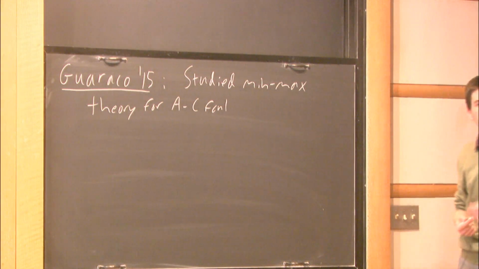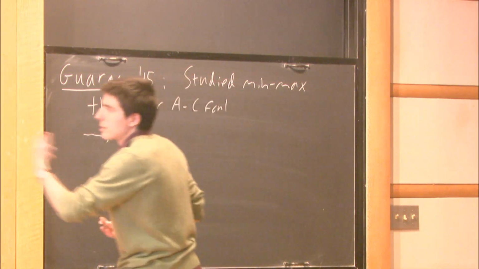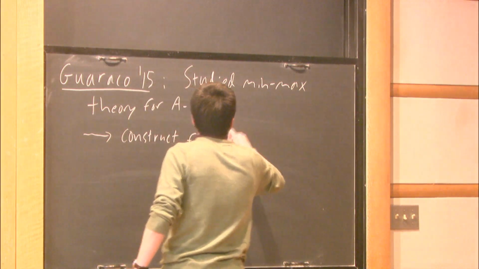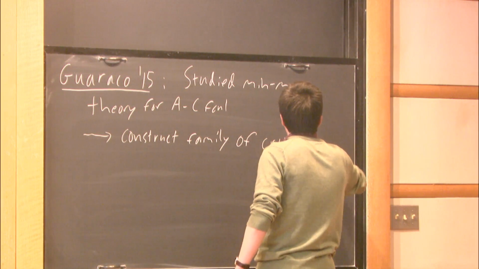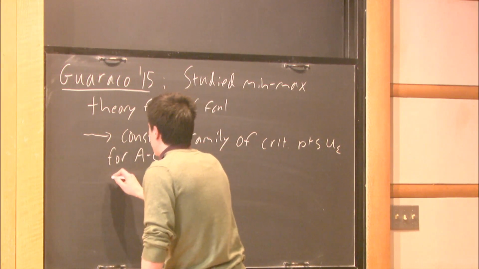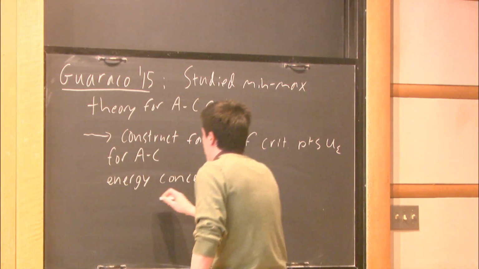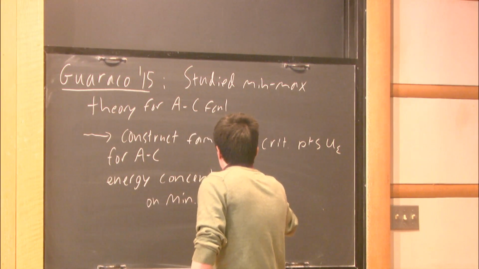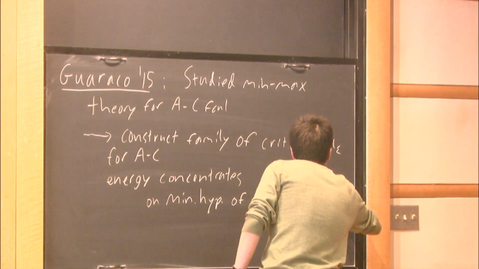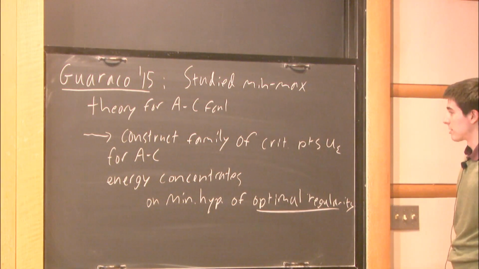And building on work of Hutchinson and Tonegawa and Wickramasekara, he was able to show that, in fact, using critical points of these functionals, you can construct in a natural way a family of non-trivial critical points for the Allen-Cahn equation, OK, whose energy concentrates on the minimal hypersurface of optimal regularity. So in particular, we get something which is going to be smooth away from a set of codimension 7. OK?